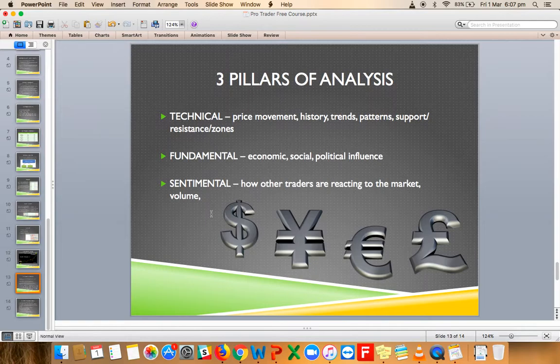Now, what is technical analysis? Technical analysis simply means the use of various technical tools, the creation of drawing charts, markups, and lines and stuff like that on your trading chart to be able to predict what the market is about to do. Now, they use things like price movement, history, trends, patterns, support and resistance zones.